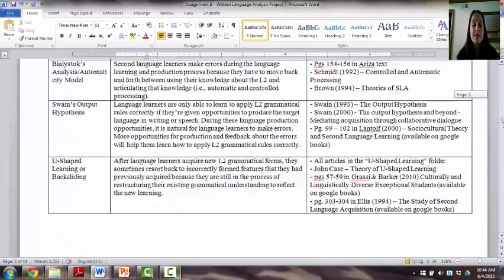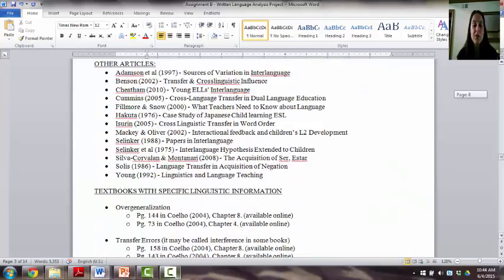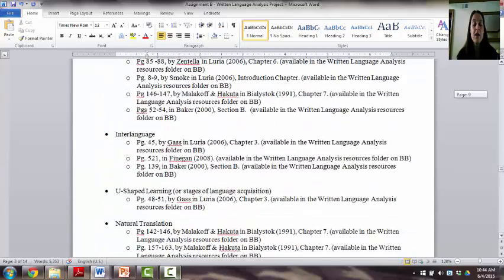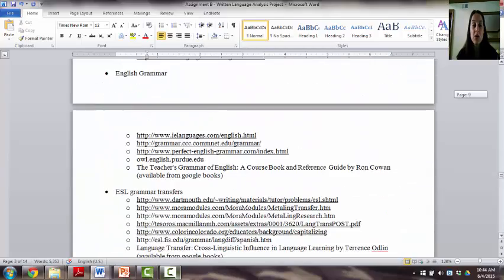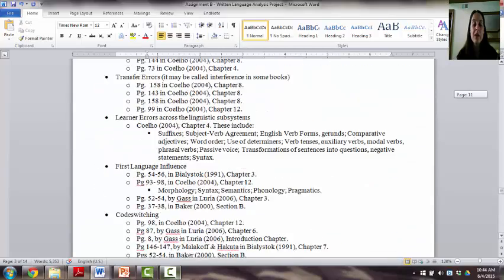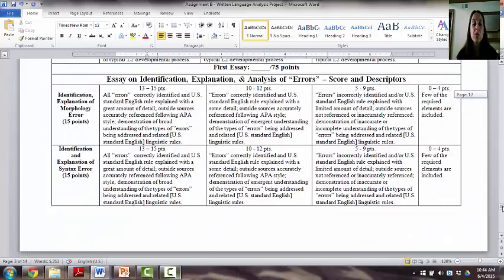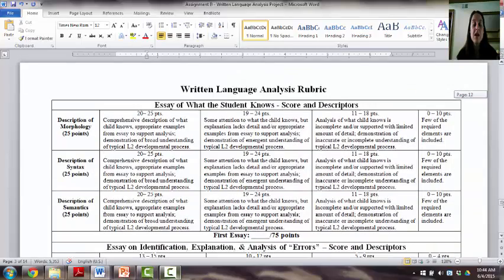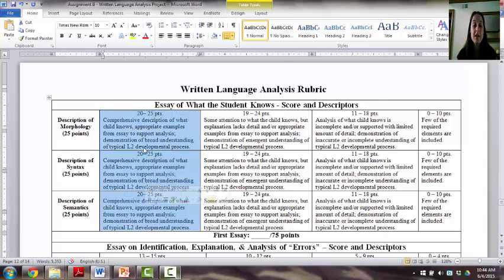Okay, and the rest of this document has some information for you based on the part of the project that we're not going to focus on this week. I will go over that with you later on. You will see at the end of the document the written language analysis rubric, which I use to grade you on this project. So it's very important that you go through that and figure out how you can get the top grades, the top points for this project.